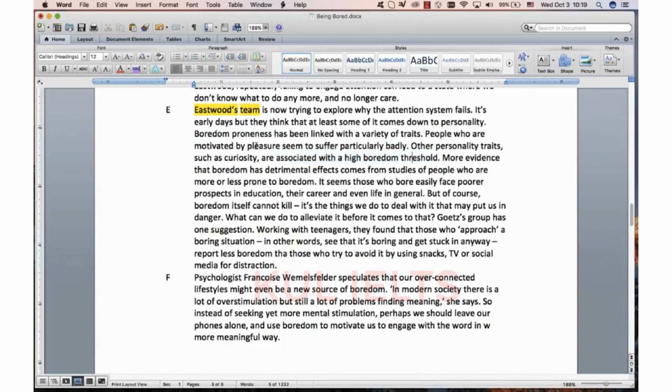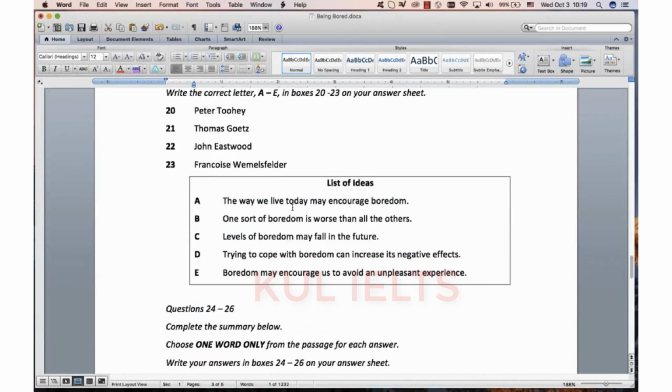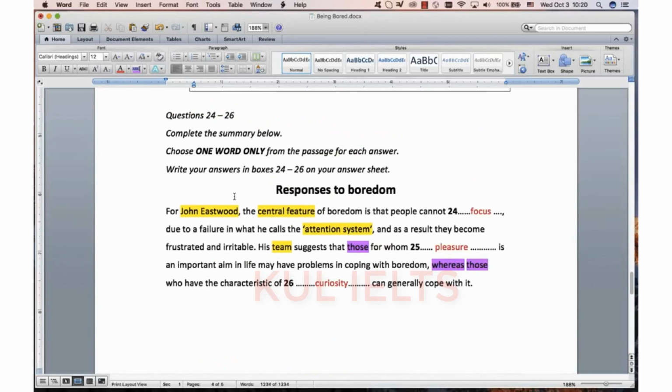All of those should have directed you toward these two answers over here. This was an important sentence. It introduced the traits, the characteristics. So the first one was pleasure, second one was curiosity.